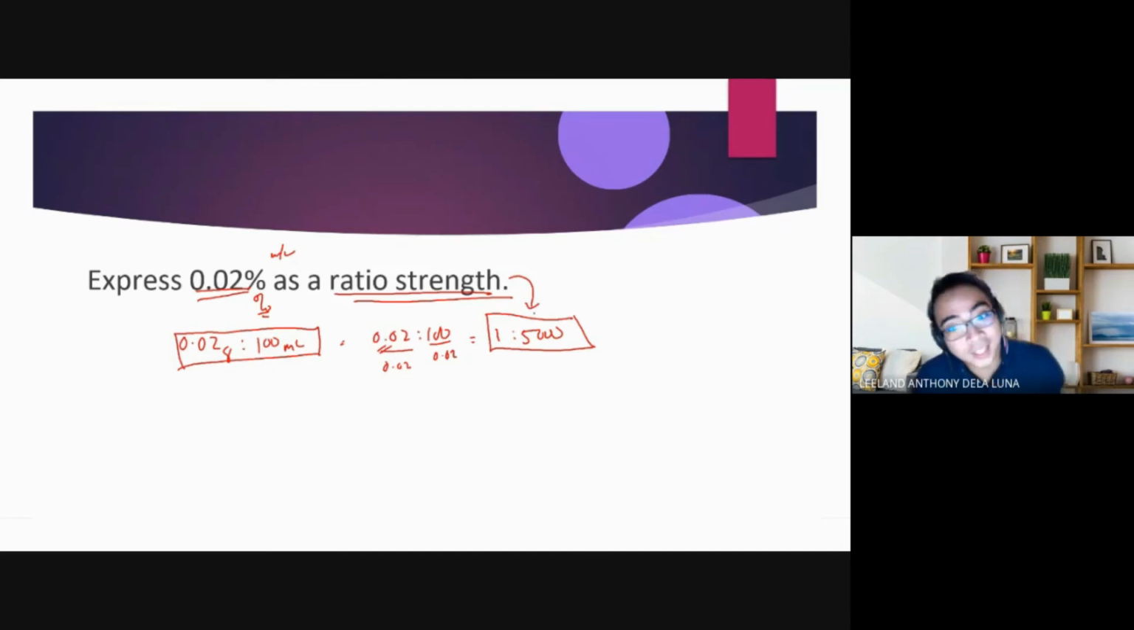Kung gusto natin, class, subukan ibalik ito sa pagka-percent niya, kung 1 is to 5,000, ano gagawin ko lang? That's just 1 divided by 5,000 times 100. And that would give you 0.02%.